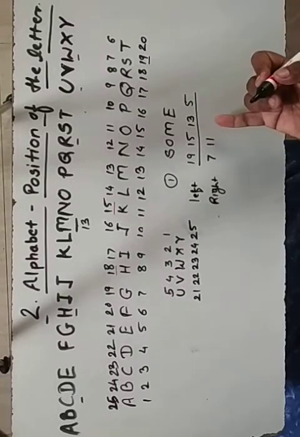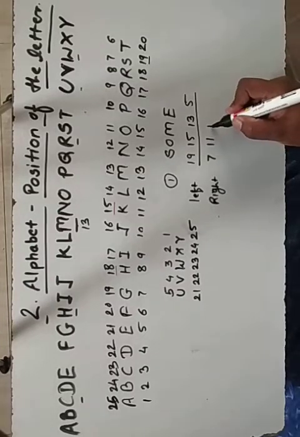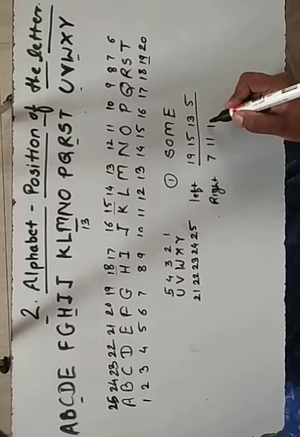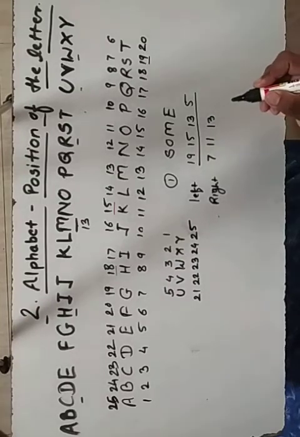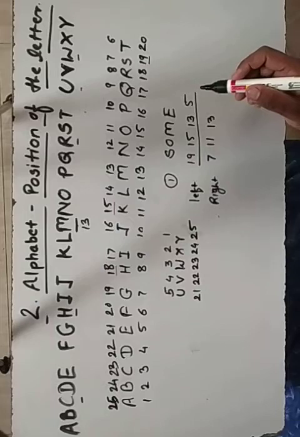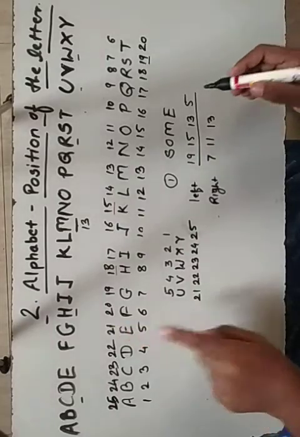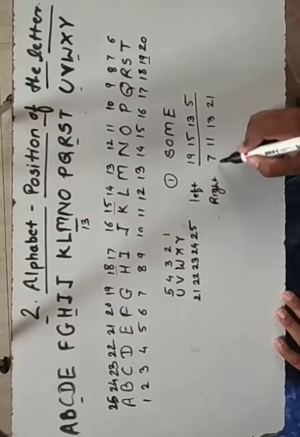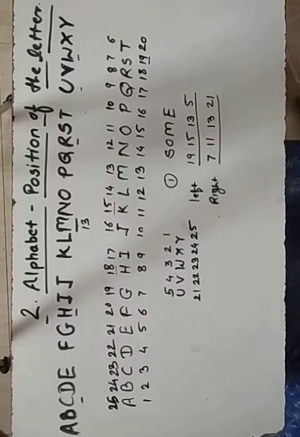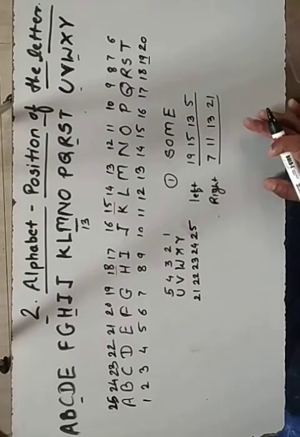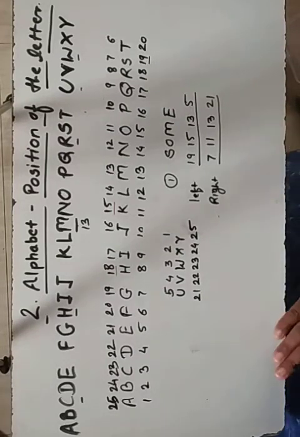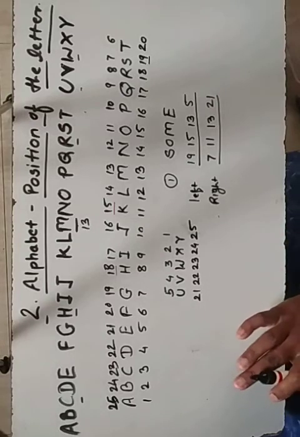Then M's position from both the sides, it is at which position? 13th position, because it is the middle letter of the series. And lastly, E is at which position? 21st position from the right side. Okay, so this is the position. So in this way we have to solve the questions based on this series.